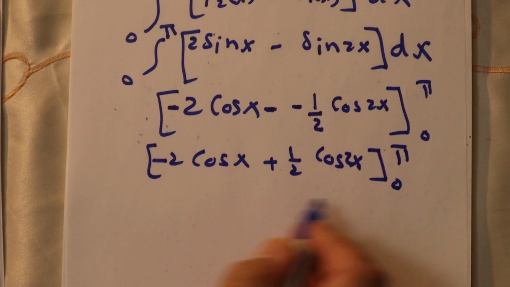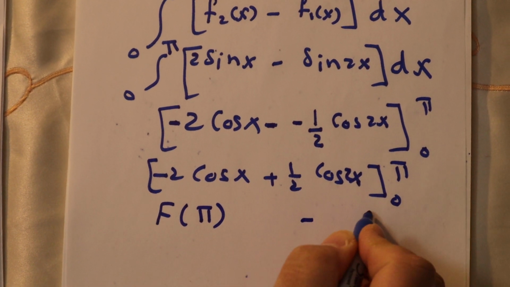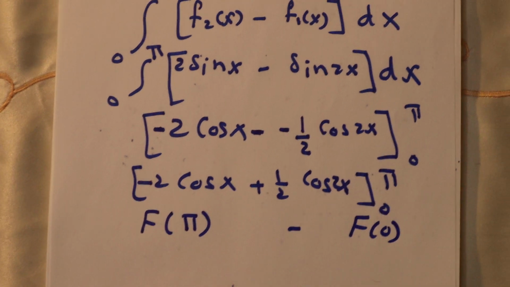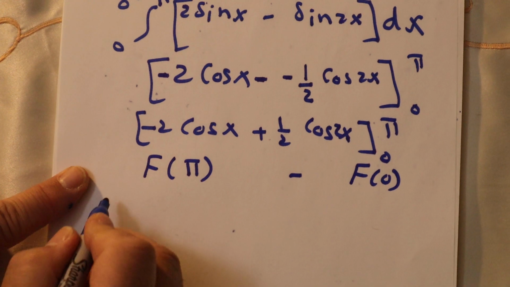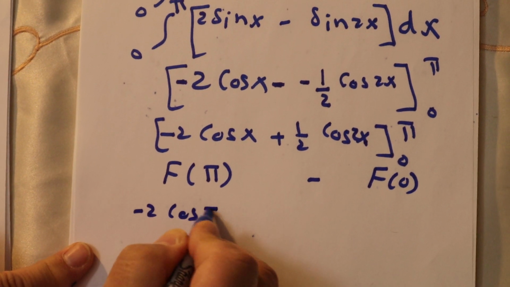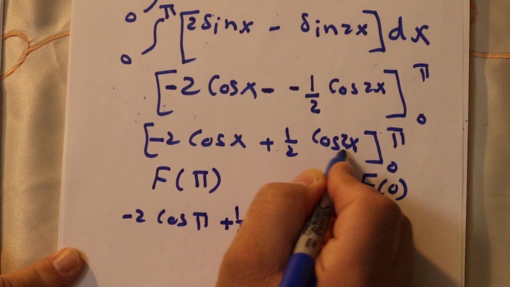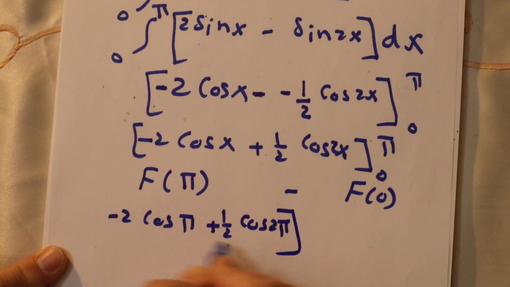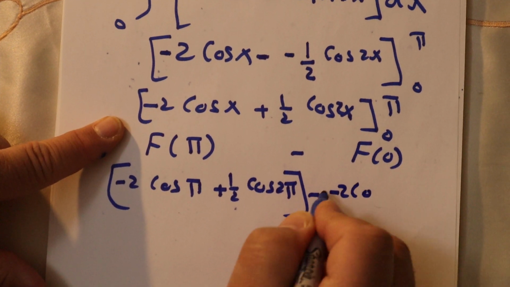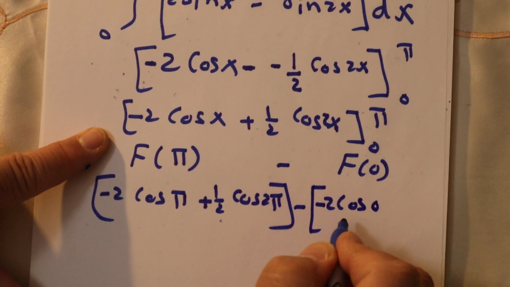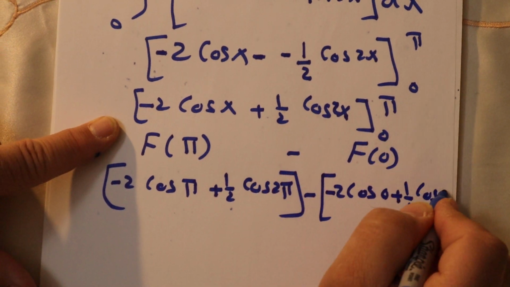Let's do that. The evaluation of this integral will be F of pi minus F of 0. For F of pi, plug in pi here. It will be negative 2 cosine pi plus 1/2 cosine 2 pi, minus, you plug in 0 here, negative 2 cosine 0 plus 1/2 cosine of 2 times 0, which is 0.